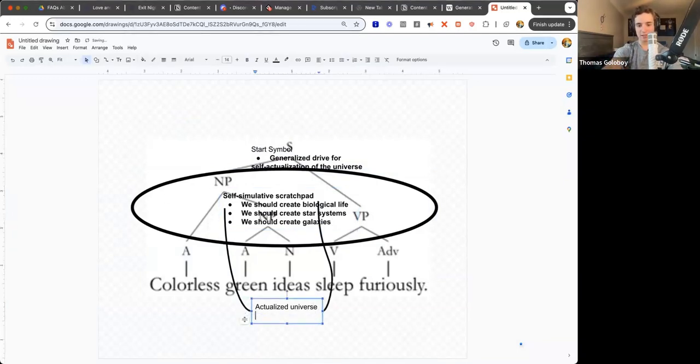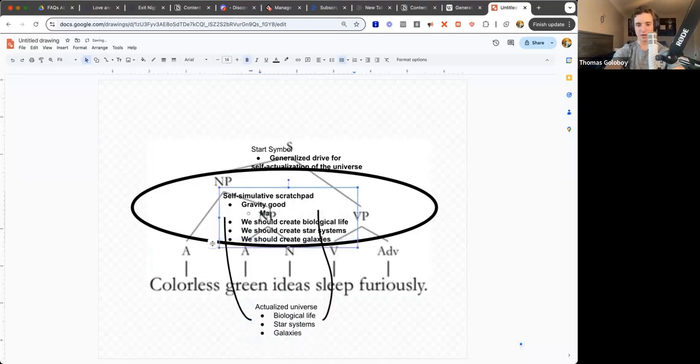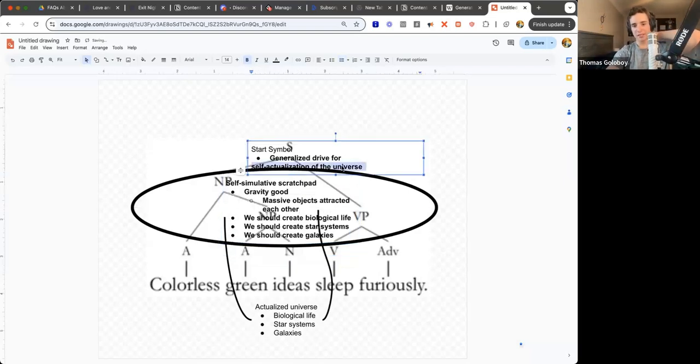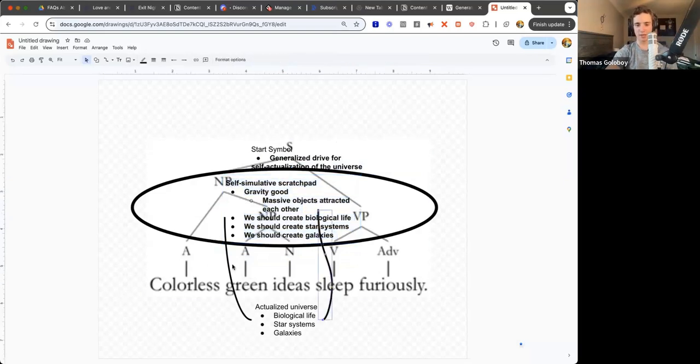The actualized universe gets these instructions, like how the non-terminal domain of language gets instructions on how to construct itself. Okay, so now we actualize biological life, star systems, and galaxies. Gravity is good. It would be good if massive objects attracted each other. It would be good if the universe had this physical extension, in that there were these fundamental forces. And so everything is fine-tuned through the non-terminal domain. Nothing is assumed. All that reality says is, I want to express myself, and the non-terminal domain is constantly coupling with the terminal domain to figure out what reality means in terms of self-expression.